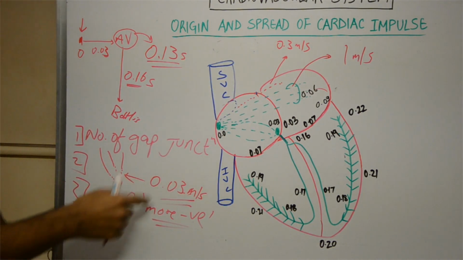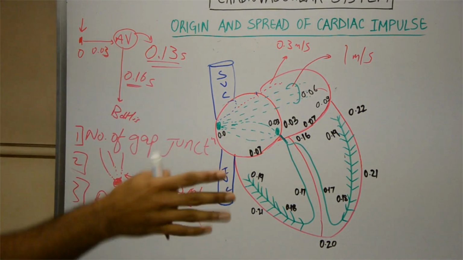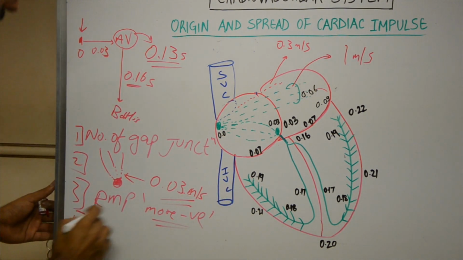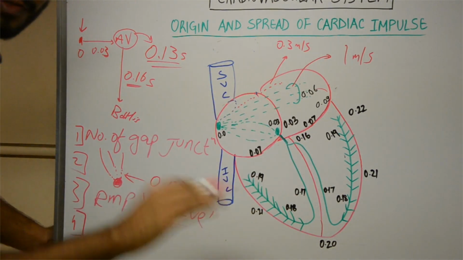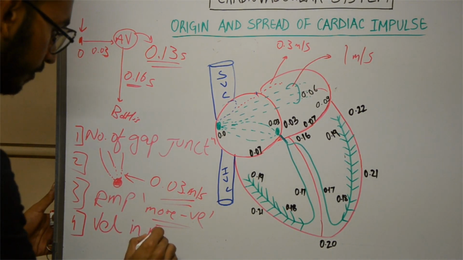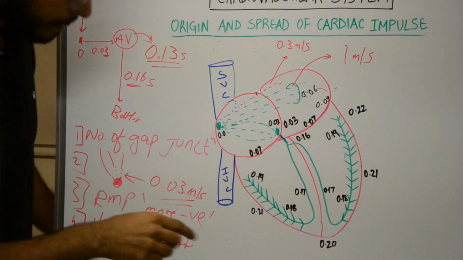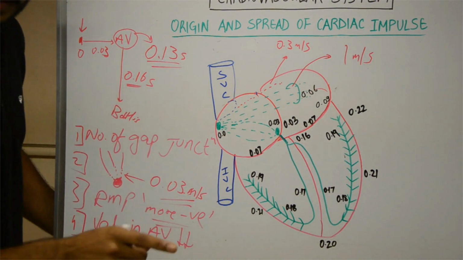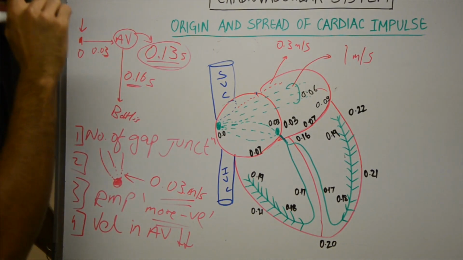Another cause of this increased delay at the AV node is this. The fourth cause is that the conduction velocity in the AV nodal fibers itself is very slow. So the velocity in the AV node is very less, which causes a further delay. So these are the 4 reasons why there is a delay of about 0.13 seconds in the AV node.